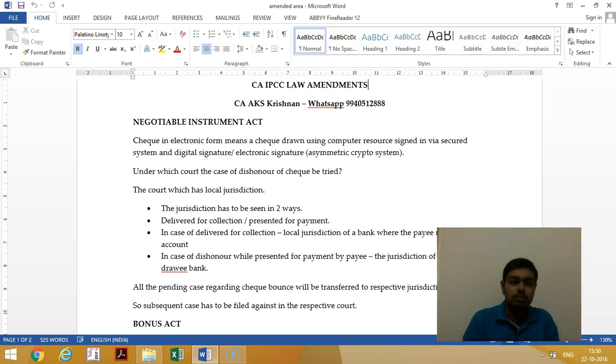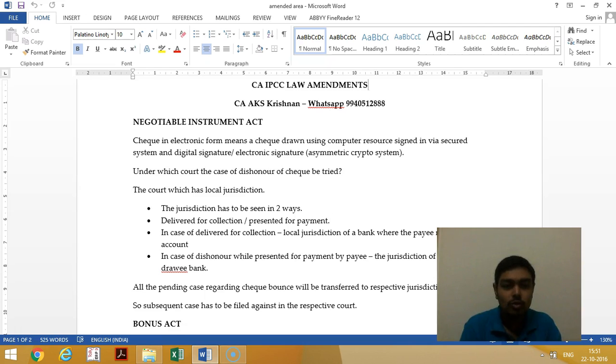Hi friends, now we are with amendments which is applicable for this May session examination. So first we will start with the Negotiable Instruments Act. In the Negotiable Instruments Act, the important amendment is cheque drawn in electronic form, the electronic cheque.